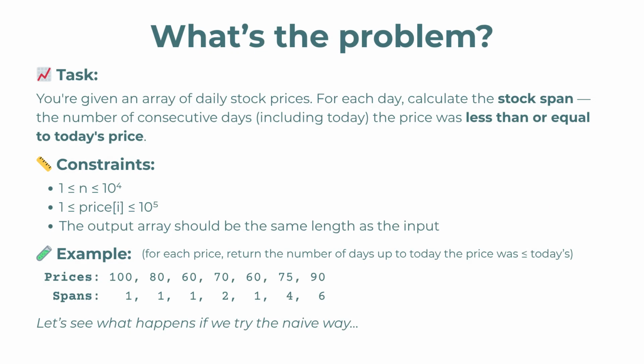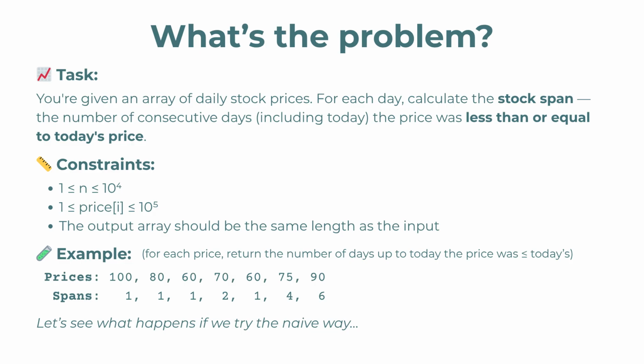Here's the problem. You're given an array of daily stock prices, and for each day, you need to calculate the stock span, that is, the number of consecutive days, including today, where the price was less than or equal to today's. We're working with up to 10,000 prices, and each one can be as high as 100,000. The output should be an array of the same length. Let's look at an example.